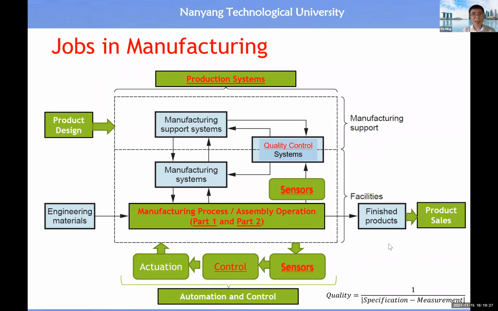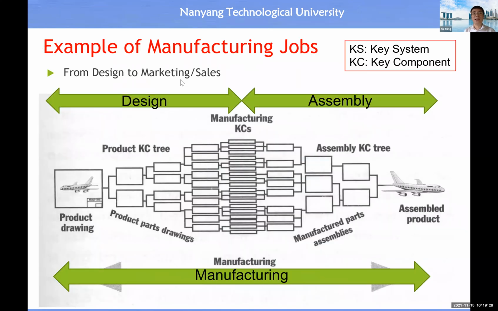All right. And here just shows you one example of a manufacturing job. The job is what? The job is to produce aircraft. Okay. So we have this idea in mind. Then we come out the drawing. We have the key part drawing, then we fabricate all these key components, then we do assembly, then finally we get this finished product, and this product could be sold to the market. So this is a typical example of a job.